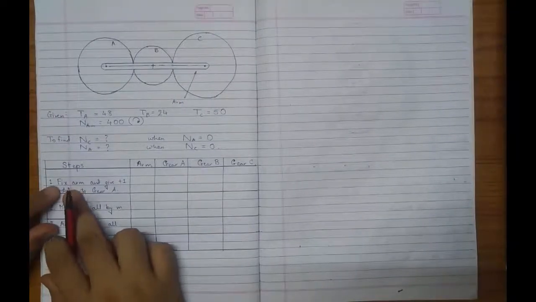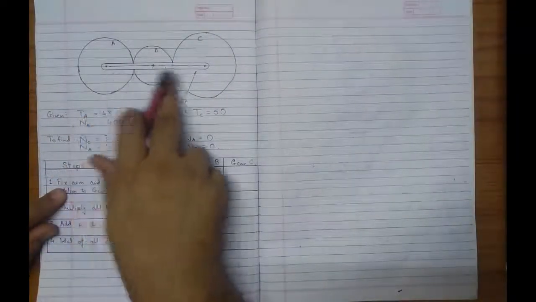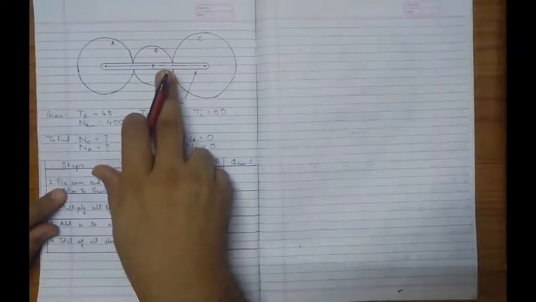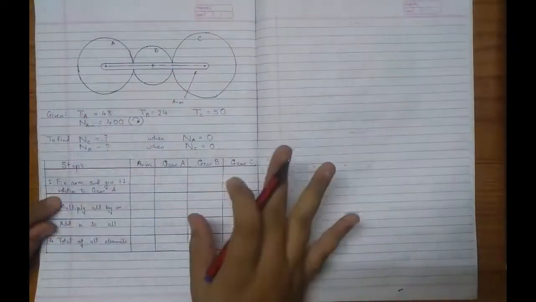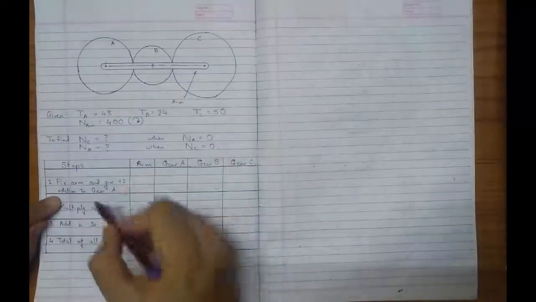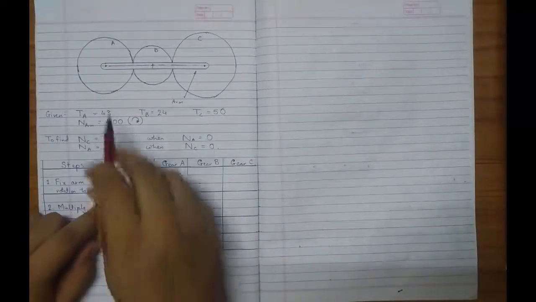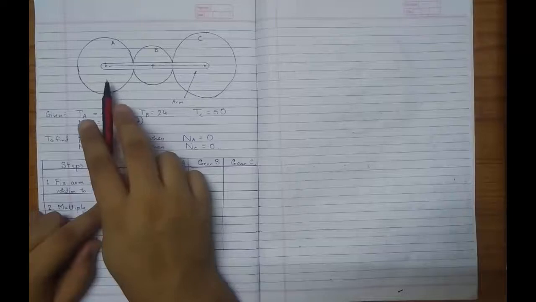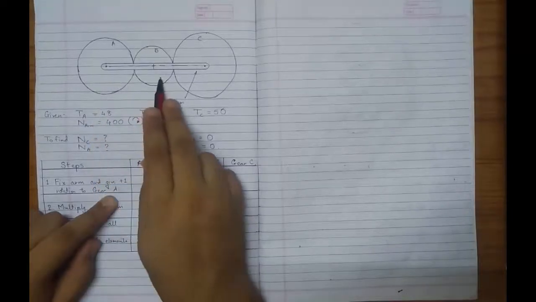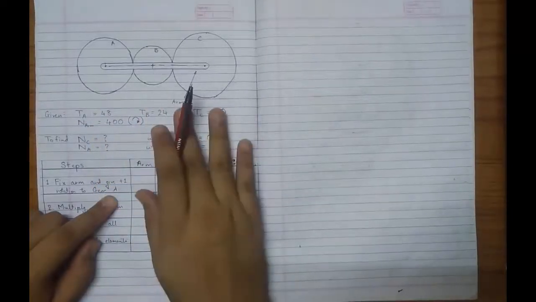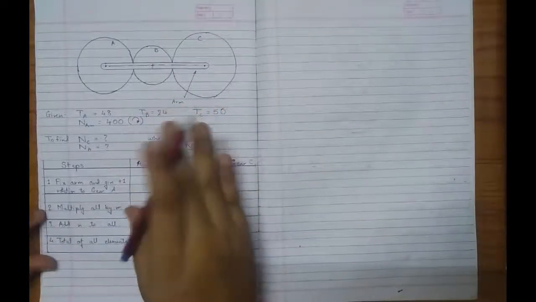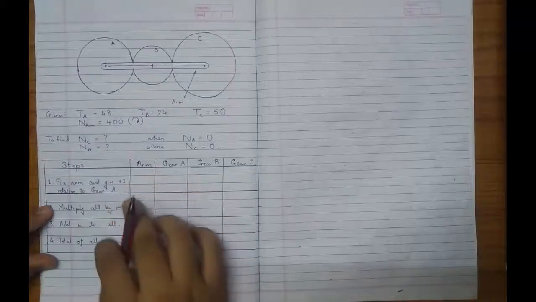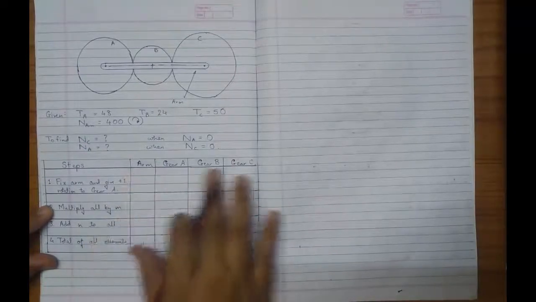When you fix the arm, what does that mean? It means that its RPM is 0. Then after that you have to give +1 rotation to any gear you like. In this case I have given +1 rotation to gear A, but it is not necessary to give it to gear A only. You can give it to gear B or gear C. It doesn't matter. The final answer will always be the same, whichever gear you give the +1 rotation to. Then we will fill up this entire thing.